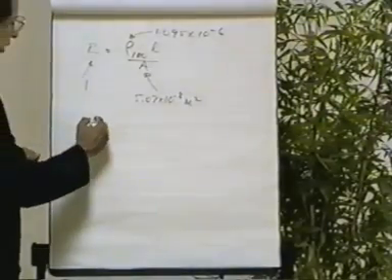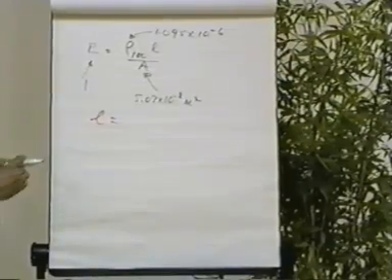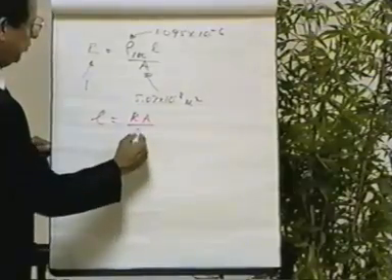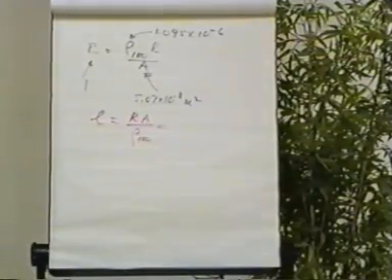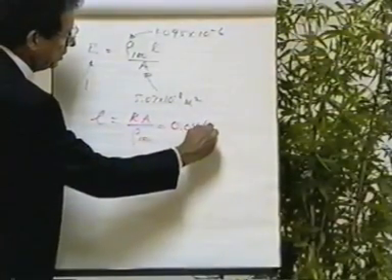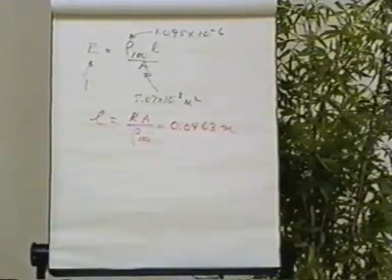And if we solve for L, the length of wire, L turns out to be equal to R times A over rho at 100, and this is equal to 0.0463 meters. That's a very short piece of nichrome.